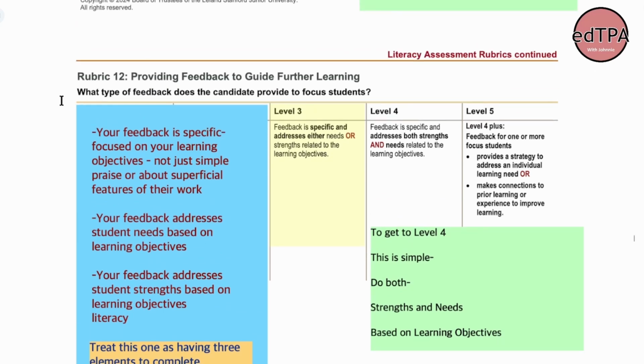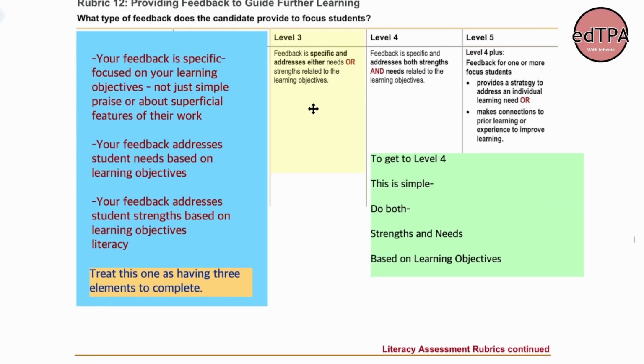This is, what type of feedback does the candidate provide to focus students? Focused on feedback here. And for level 3, feedback is specific and addresses either needs or strengths related to the learning objectives. Either needs or strengths. So you have a choice here, but you really want to try to address both. These are necessaries. Your feedback is specific, focused on your learning objectives, not just simple praise or about superficial features of their work. Your feedback addresses student needs based on learning objectives. Your feedback addresses student strengths based on learning objectives in literacy.